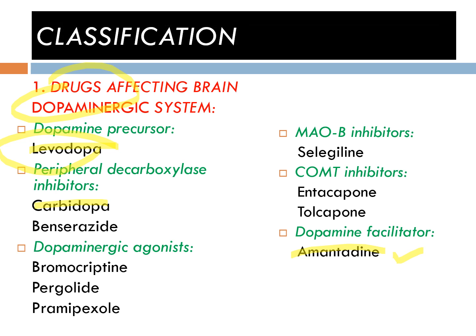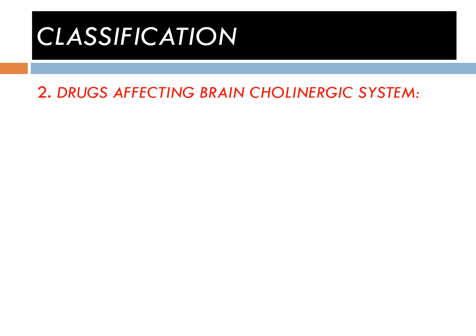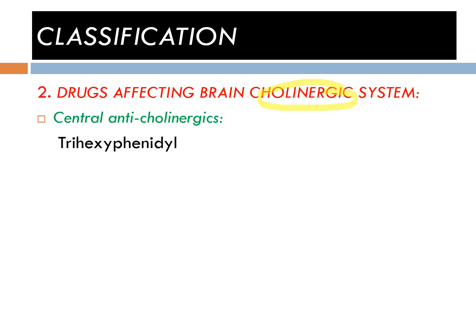So the first part of the classification is the drugs affecting the dopaminergic system. And the second part of the classification is drugs affecting the cholinergic system, because as we discussed, there is an imbalance between dopamine and acetylcholine. So in acetylcholine we have central anticholinergics, which are basically blocking the acetylcholine.